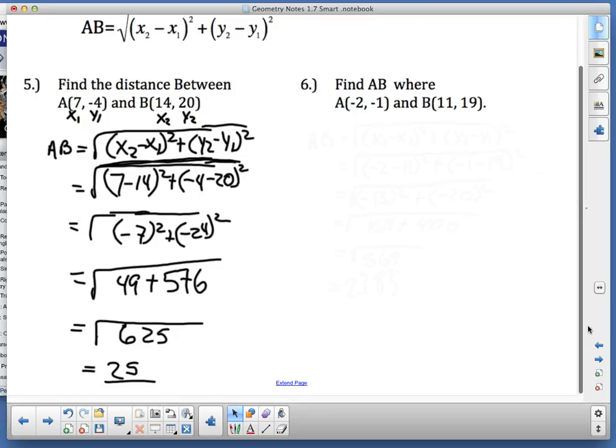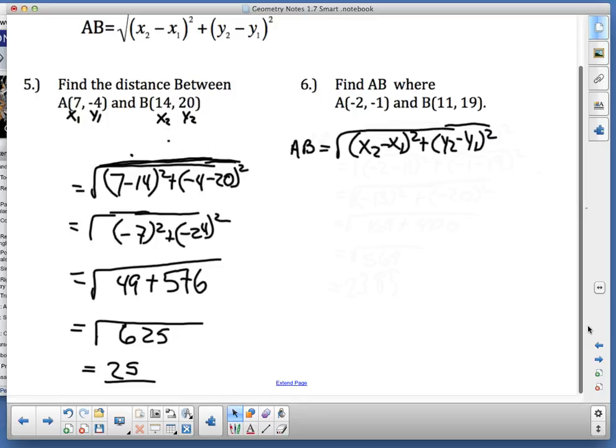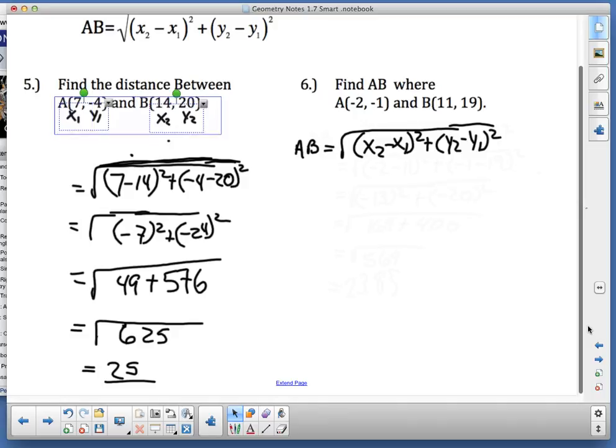So what I'd like you guys to do is do number 6. It's done in an identical manner. Take those over. You can even take these over, okay? Because we're doing the same thing. Go, plug in your values, evaluate.